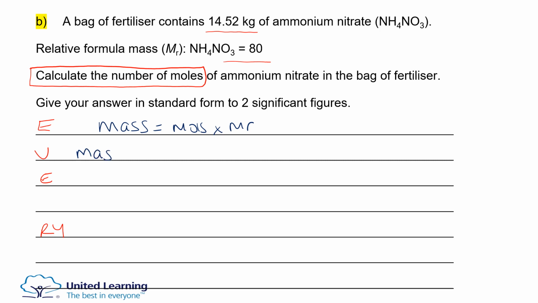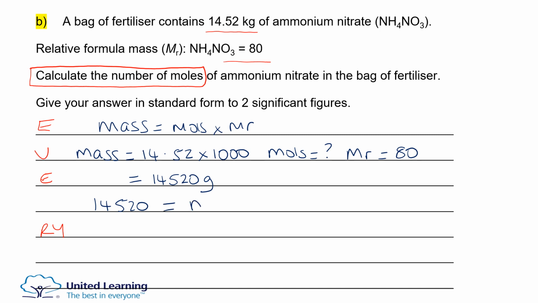The value of our mass is 14.52 multiplied by 1,000 to convert it to grams, so that becomes 14,520 grams. The moles we're calculating, and the MR has been done for us, which is 80. We then go on and rewrite the equation with the substitution. So we have 14,520 equals moles times 80.